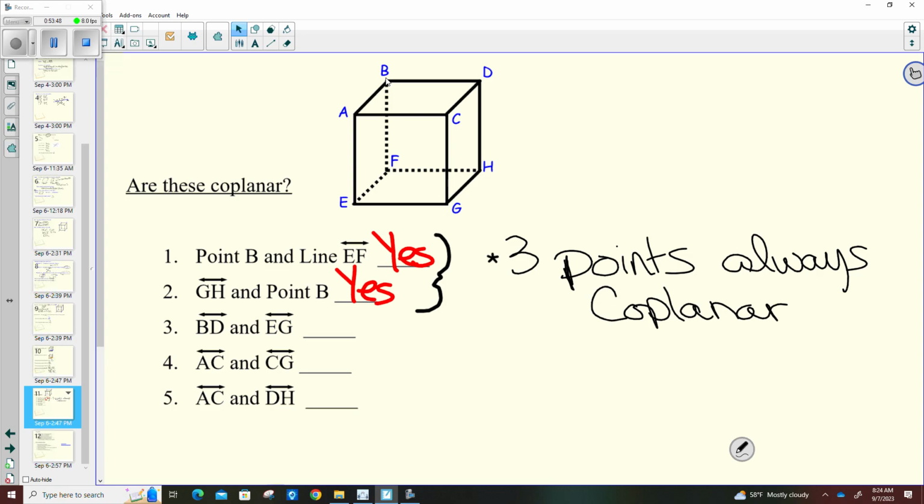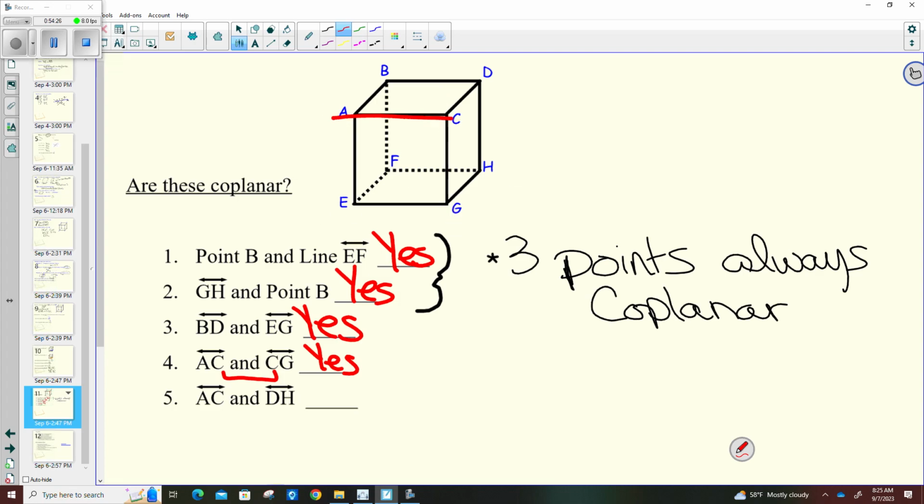What do you got for BD and EG? Hearing a yes. BD, EG. You got to slant it through it, right? Okay. All right, what about AC and CG? Yeah, because where are they? They're on the same plane. They're on the front. How many points are actually named there? 3. C's repeat. So it's A, C, and G, 3 points, automatic plane.